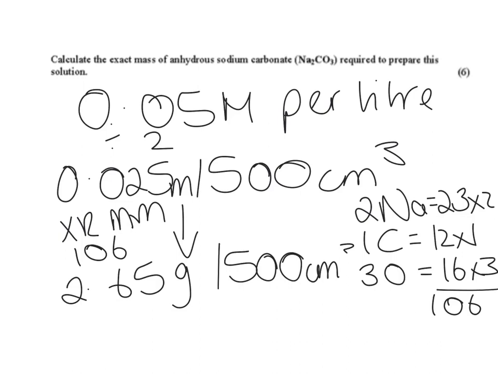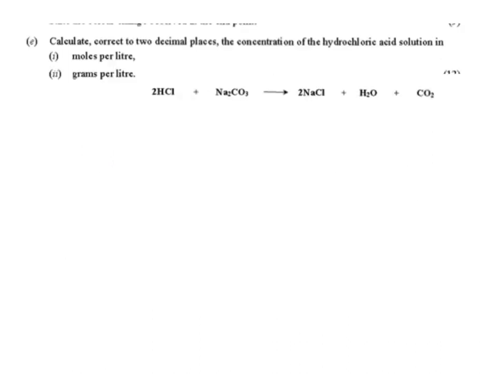The final part of this question is asking us to calculate the moles per litre and grams per litre of the hydrochloric acid solution. Now, we don't know anything about the hydrochloric acid solution, so what we do need to calculate now is our ratio. And we need to see in our ratio that we have, for every 2 moles of hydrochloric acid, we have 1 mole of sodium carbonate.